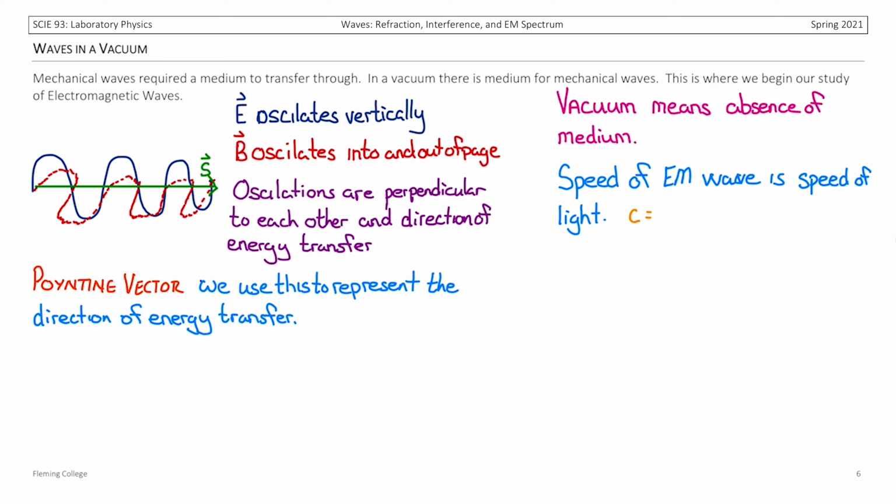So this is 299,792,584 meters per second in a vacuum. Sometimes we round this to 3.0 times 10 to the 8 meters per second. For all our considerations of waves in vacuum, this will be our wave speed. And now we'll go on to look at how that affects the frequency and wavelength of our electromagnetic waves.